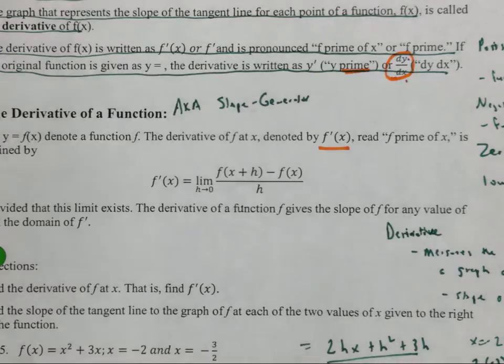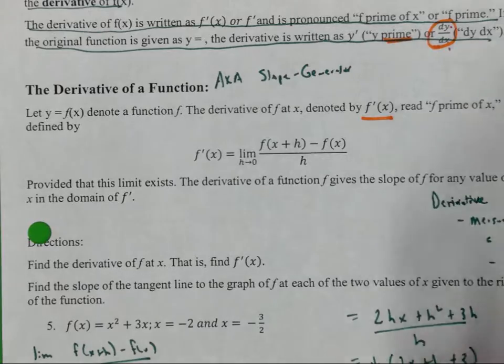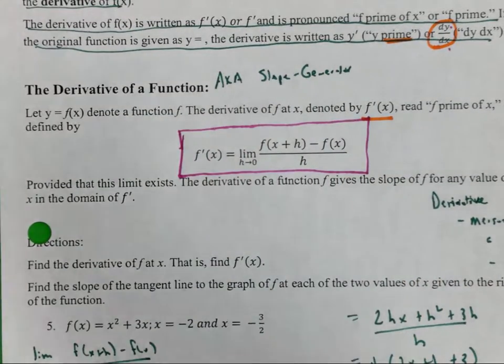Alright, so the derivative of the function, I call that aka slope generator. Okay? You need to be writing notes on your paper. This is the formal definition for the derivative, and we're going to be working on this the rest of the week. It's the long way of doing it. Next week, once you appreciate this, I'm going to show you the shortcuts to derivatives. But this is the long definition: f of x plus h minus f of x over h, as the limit as h approaches 0.